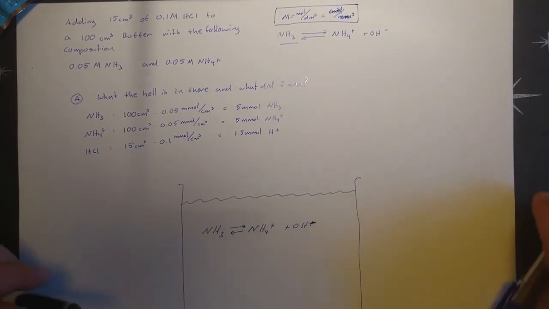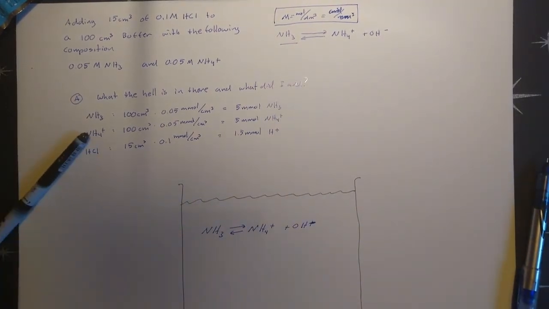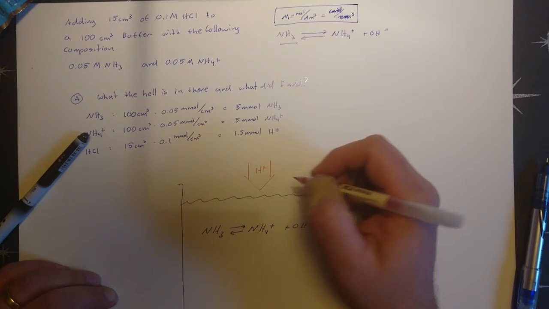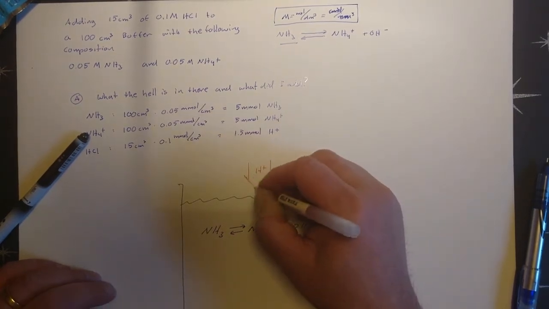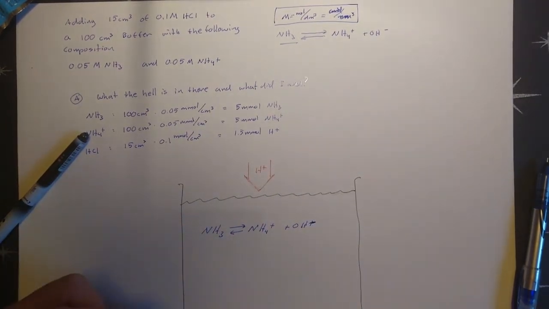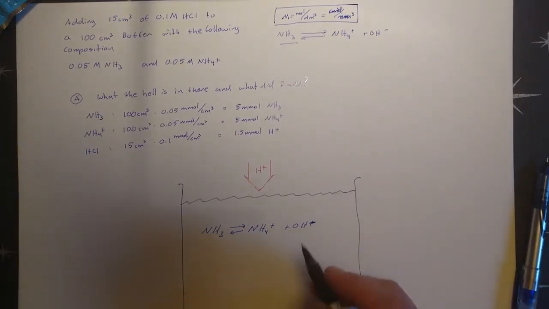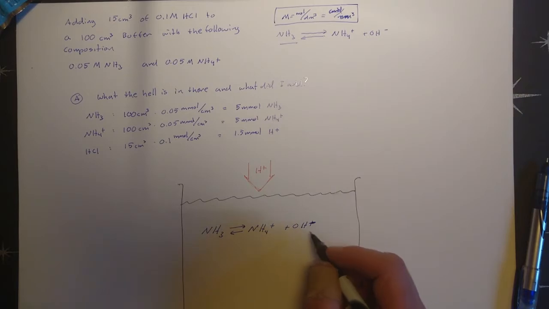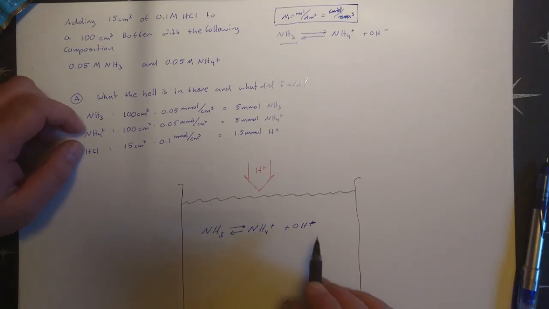Okay, but then we have to think about what we did. Our imposed change is we're adding H plus to this. So what are we doing when we add the H plus? What does it react with? Our instinct is to say it reacts with this OH minus here, because the OH minus is there, and H plus makes water. But that's a bad instinct for solving these types of problems.